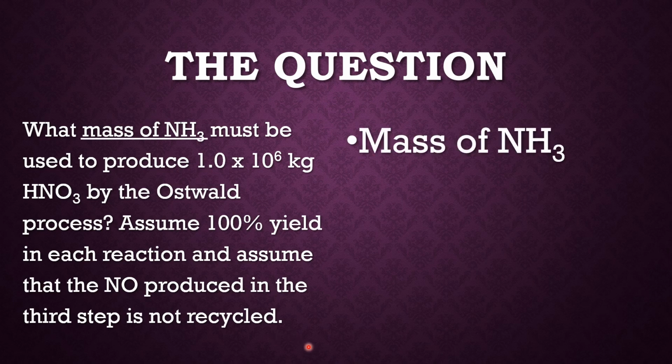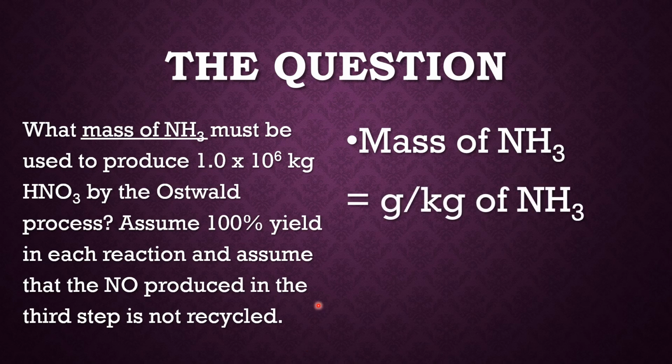So what is the mass of ammonia? What does that mean? Mass is either grams or kilograms of ammonia. So our final answer should be in these units, either grams or kilograms. And we're probably going to end up in kilograms because we're starting with kilograms of hydrogen nitrate. So we're going to be going all the way to kilograms here.